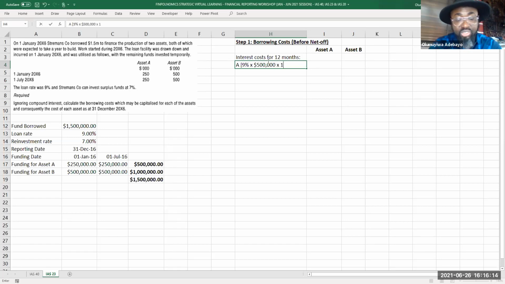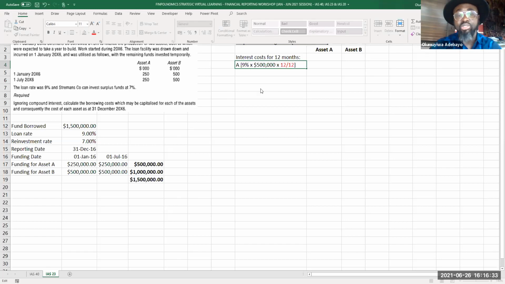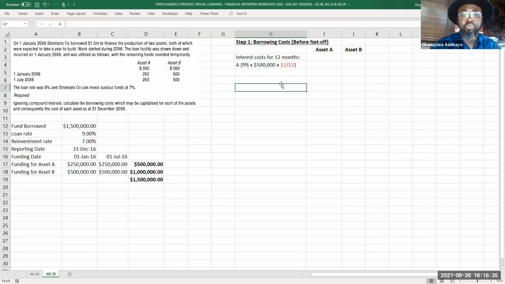And because it's 12 months, it is 12 over 12. Otherwise, and I'm emphasizing this 12 over 12 because in another question, it might be for 18 months where you have already done 12 months last year and you are doing the balance of 6 months this year. Take note of it because the interest rate is per annum and therefore you must consider the effect of time.